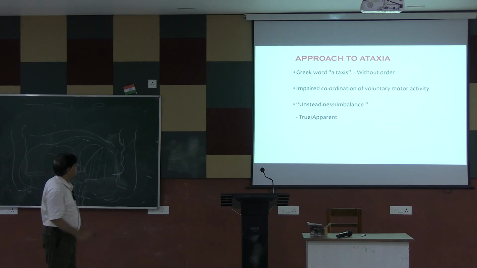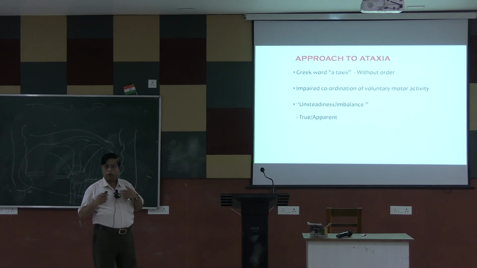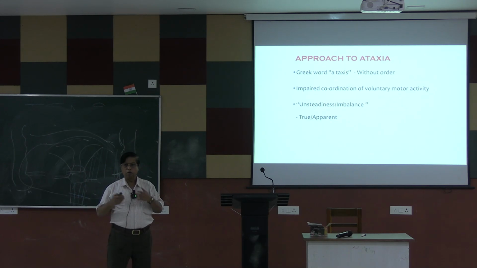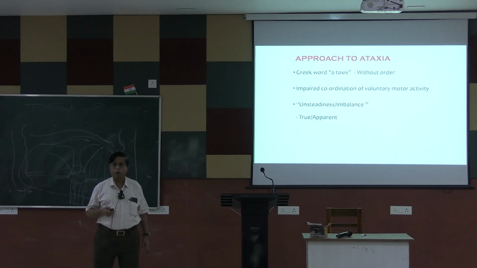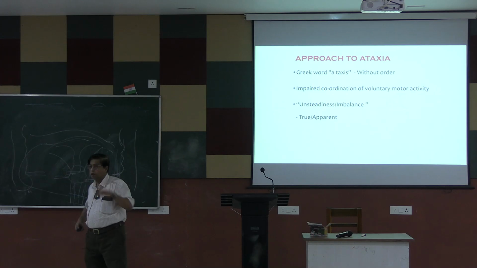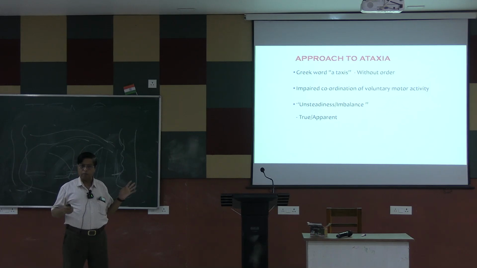Now, the approach to ataxia. The word has come from the Greek word ataxis, that is, without order, and it is the impaired coordination of voluntary motor activity. Thus, in your voluntary motor activity, which you have learned from your birth, there is unsteadiness in gait, unsteadiness in posture and standing also, and there is imbalance. This may be apparent, because if the patient has a hip fracture, then he has some abnormalities in gait, but that is not ataxia. Some of these will come later if we get time.